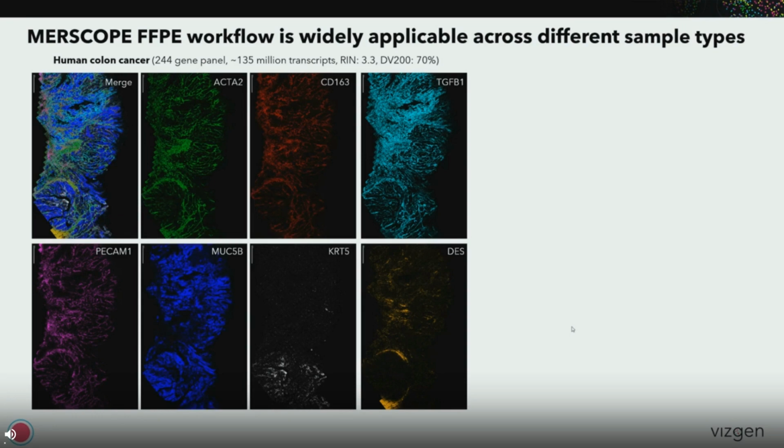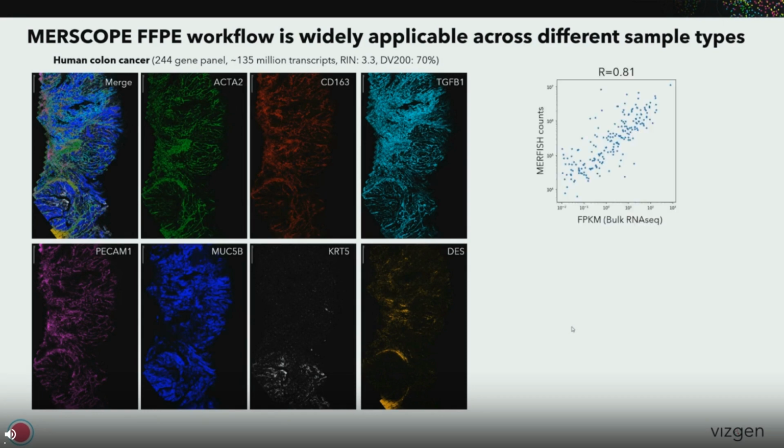And again, as you can see from the picture here, I'm showing 7 genes: ACTA2, which labels smooth muscle actin, CD163, a macrophage marker, PECAM, the endothelial marker, keratin, mucin, and TGF-beta. You can clearly see the very beautiful structure that these genes highlight in the colon cancer.